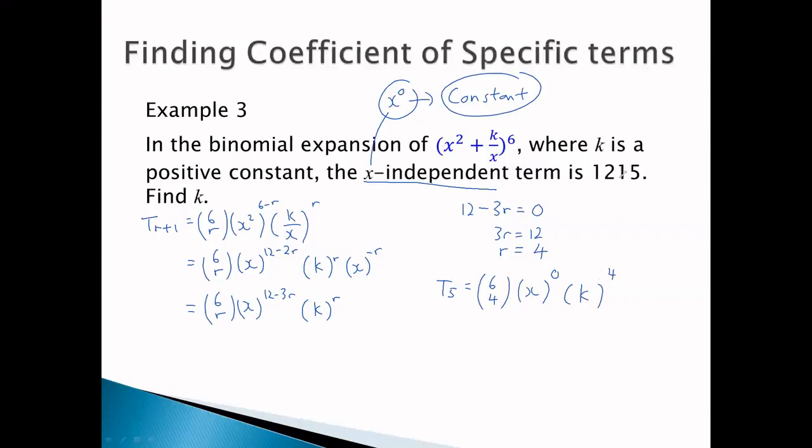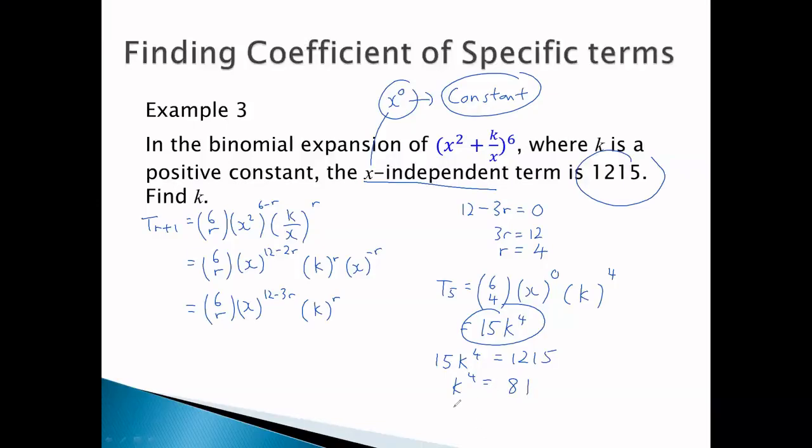Okay, I don't know what k is. I'm going to solve it when I equate this to 1215. So what's 6 choose 4? 15. 15 k to the power 4. x to the power 0 is 1, so I'm not going to write it in. So therefore, they say the x-independent term is this, and this is the same as this, right? So I'm going to equate them together. 15k to the power 4 equals 1215. k to the power 4 is actually 1215 divided by 15. I get 81.